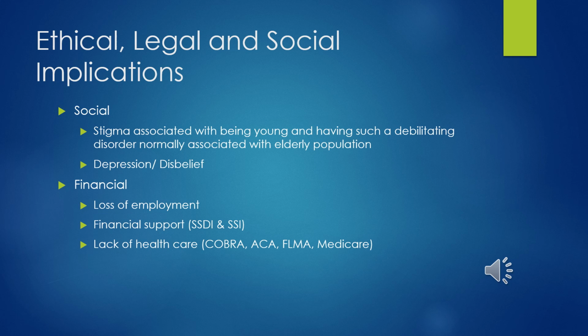The ethical, legal, and social implications. Early onset Alzheimer's disease has its social stigmas associated with it, because when we think of an individual who has Alzheimer's, we think of an elderly person. You don't think of someone young. This can lead to depression, disbelief. I mean, if we put ourselves in that individual's place and say, wow, I'm 30-something years old and I have early onset Alzheimer's disease, what do I do? How would you feel? This can affect the family.